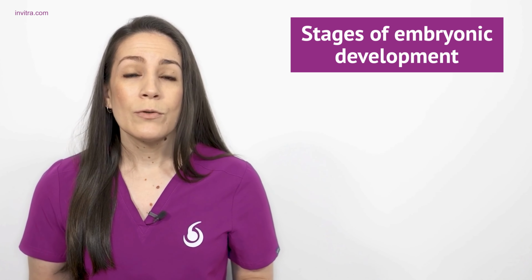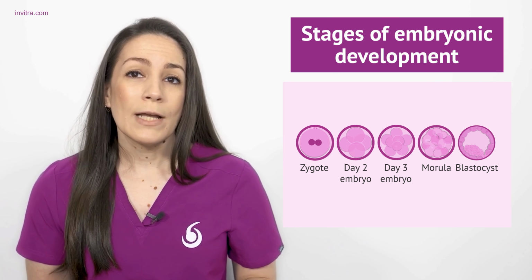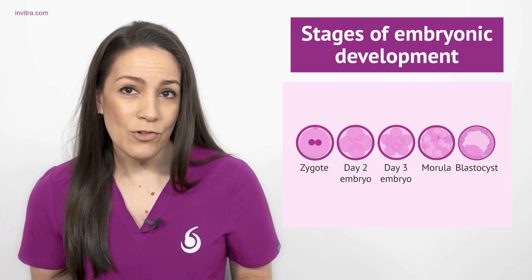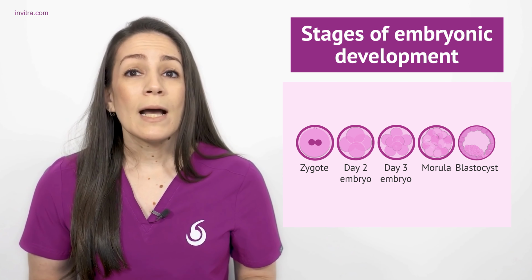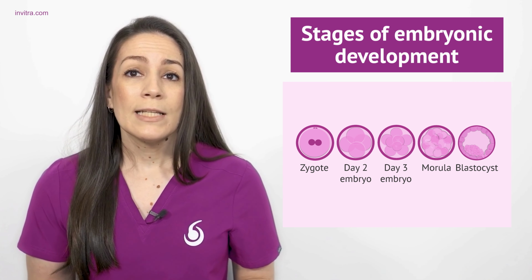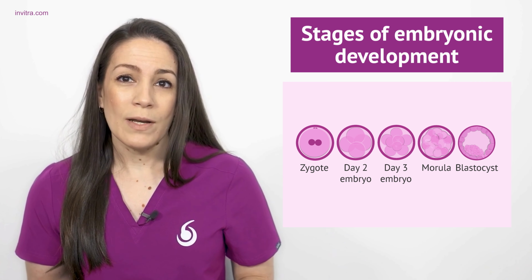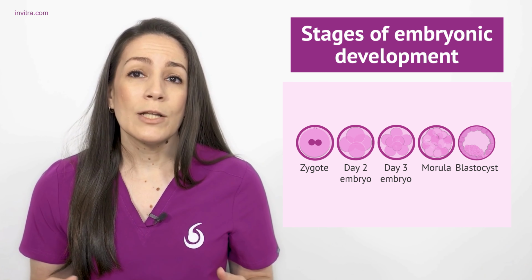Next, we will briefly review the stages that embryologists evaluate to select the embryo that is most likely to implant and therefore to result in a pregnancy. Day 1. This is the day after the follicular puncture, and it is when it is assessed 16 to 18 hours after fertilization whether it has occurred correctly. At this stage, the embryos are called zygotes.